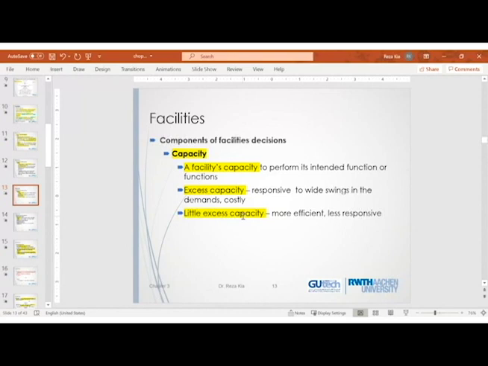Again, finding a good level for your production facility and for your warehouse capacity, these are some questions that should be answered.